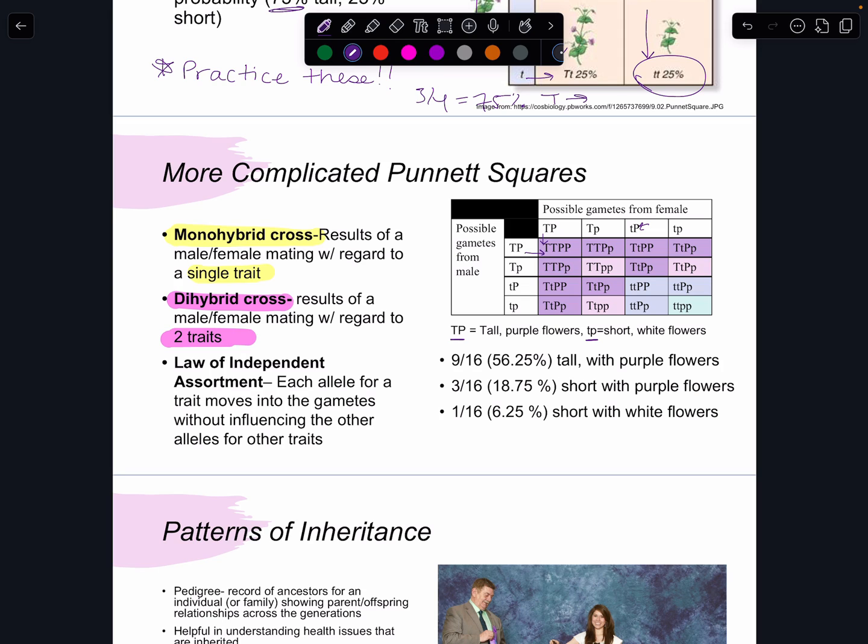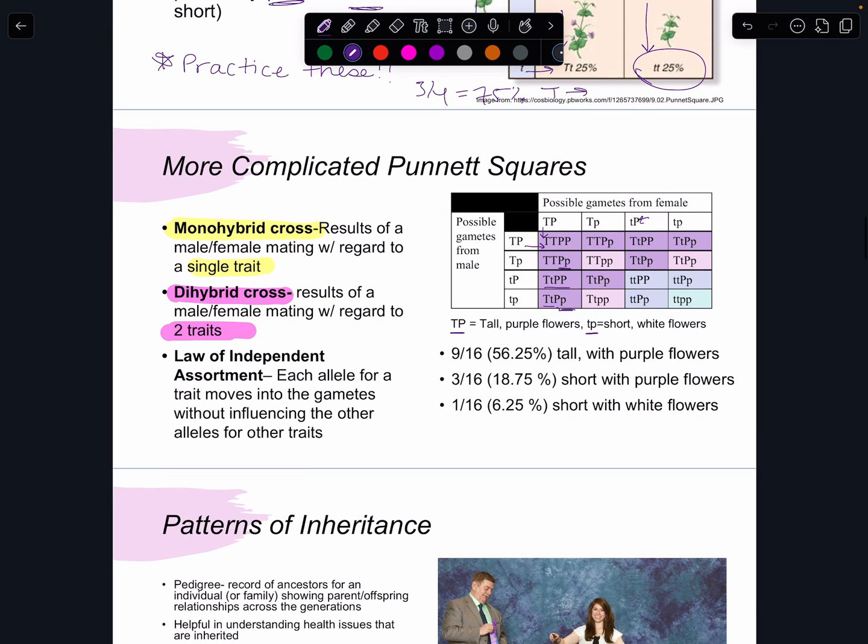When you go down to the next level: capital T, capital T, capital P, lowercase p. The next one: capital T, lowercase t, capital P, capital P. Then capital T, lowercase t, and then capital P, lowercase p. So then what you do is you see how many total options there end up being. That's a 4x4 square, so there are 16 total possibilities.